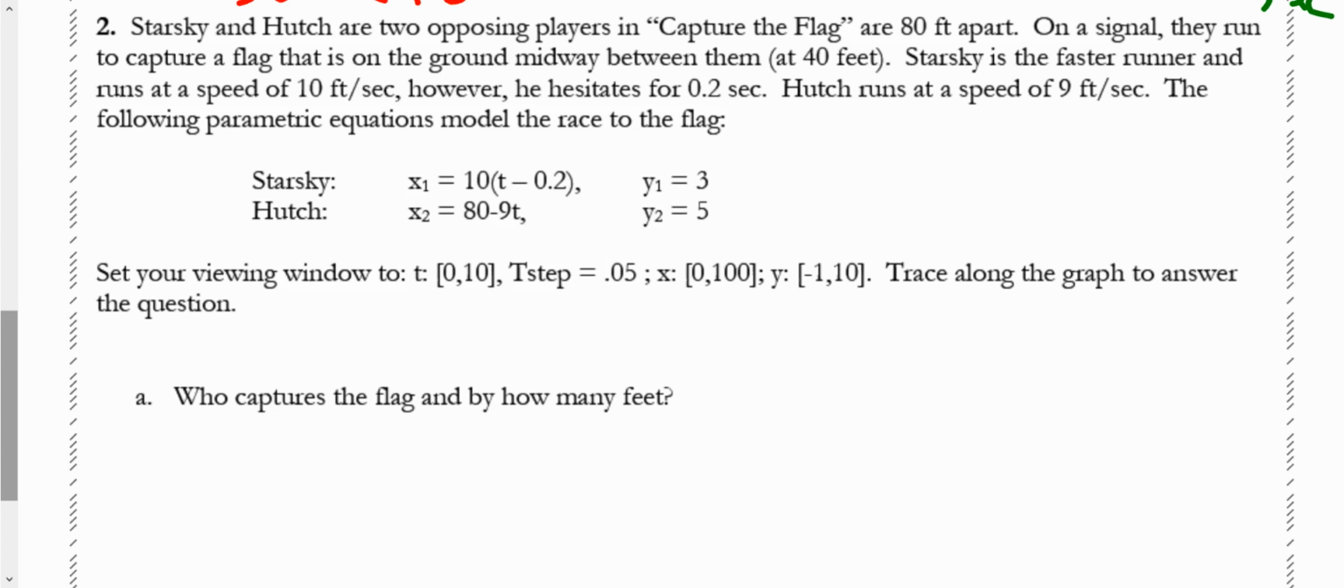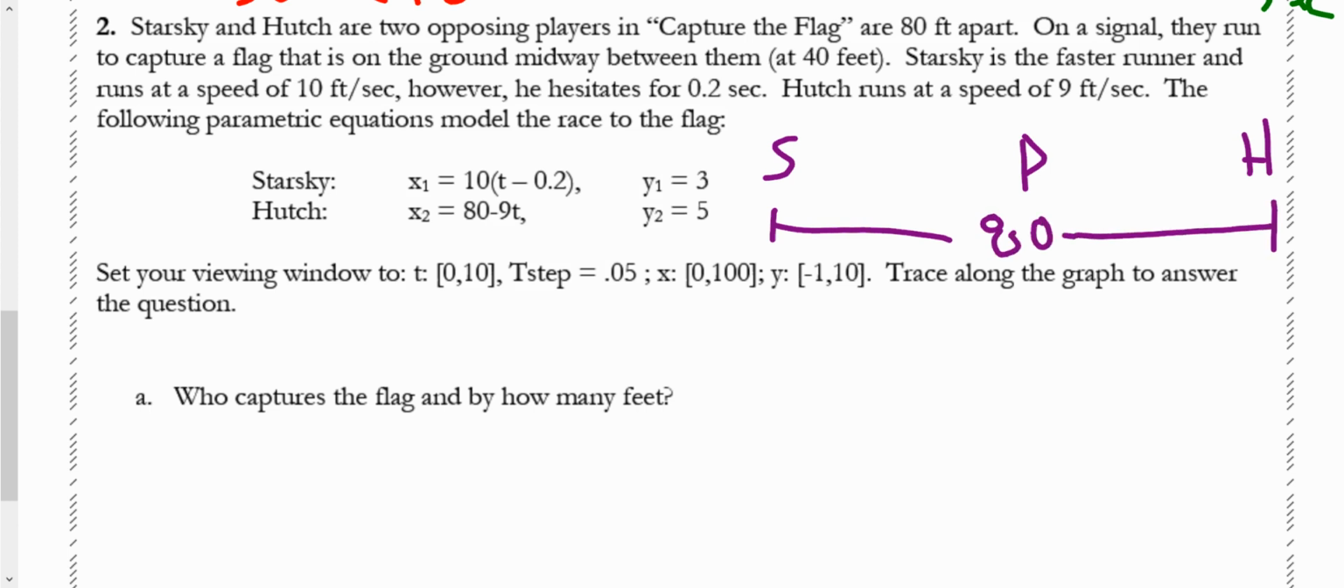But Starsky and Hutch are two opposing players, and capture the flag are 80 feet apart. Now, before we get into all this, just kind of think about what would be happening here. Let's say we've got Starsky over here, Hutch over here. Here's our flag in the middle. So they're 80 feet apart total. That means that they are how far from the flag? Well, of course, that would be 40, right? It says it in the problem, but just kind of to keep that in mind.